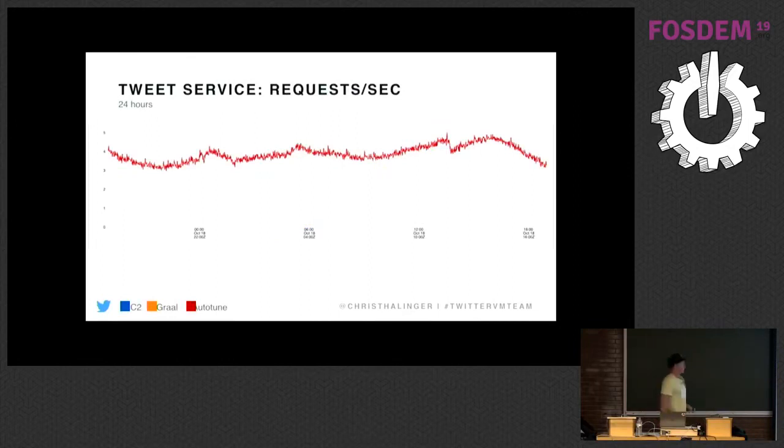Okay, so what I did then to verify the result was I took the top parameters and ran a 24-hour experiment. I also call it an experiment, but basically a verification experiment. I just ran the tweet service for 24 hours with C2, Graal, and then Graal with the AutoTune parameters in red.